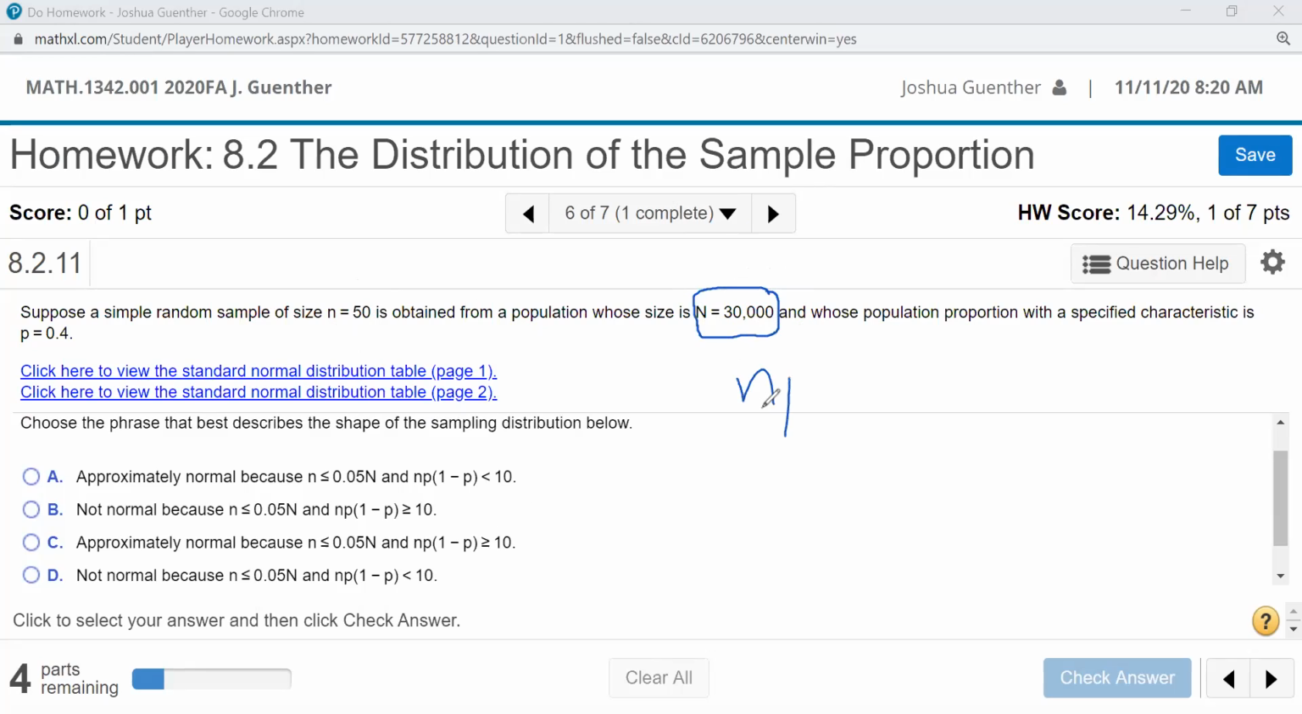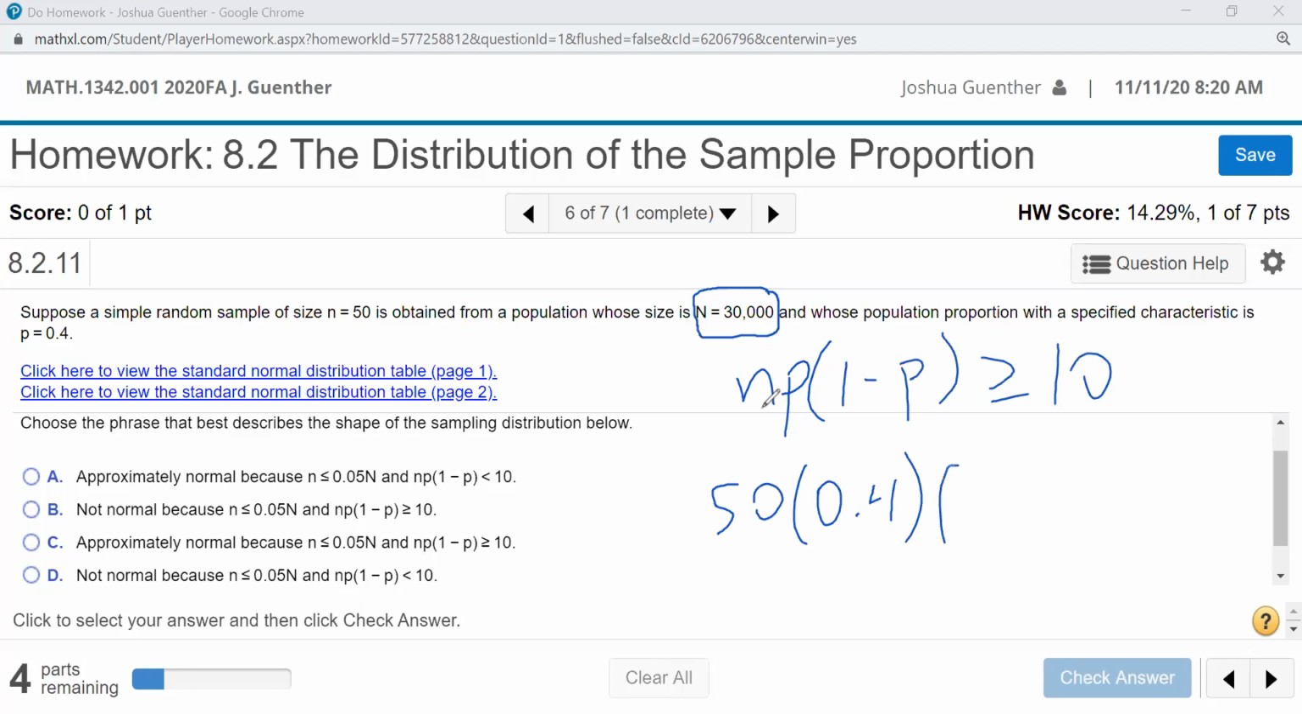The other normality assumption we have to check is n times p times 1 minus p being greater than or equal to 10. Well, lowercase n is 50. The proposed population proportion is 0.4. Then we multiply by 1 minus 0.4. We have to make sure that's greater than or equal to 10.